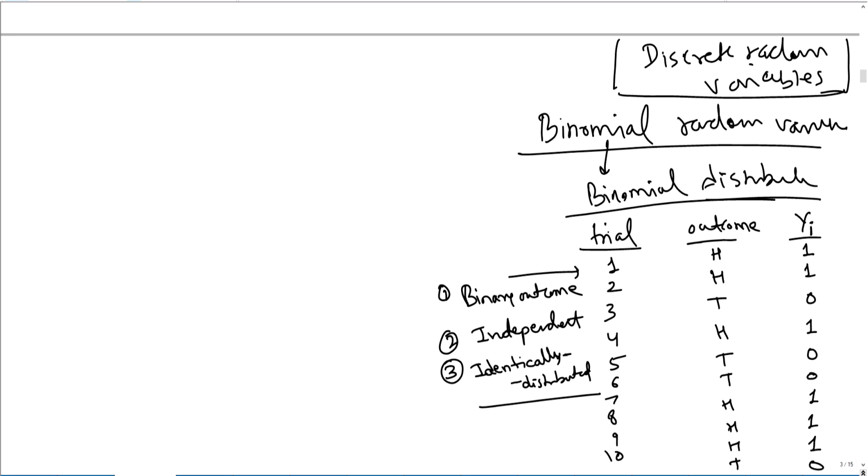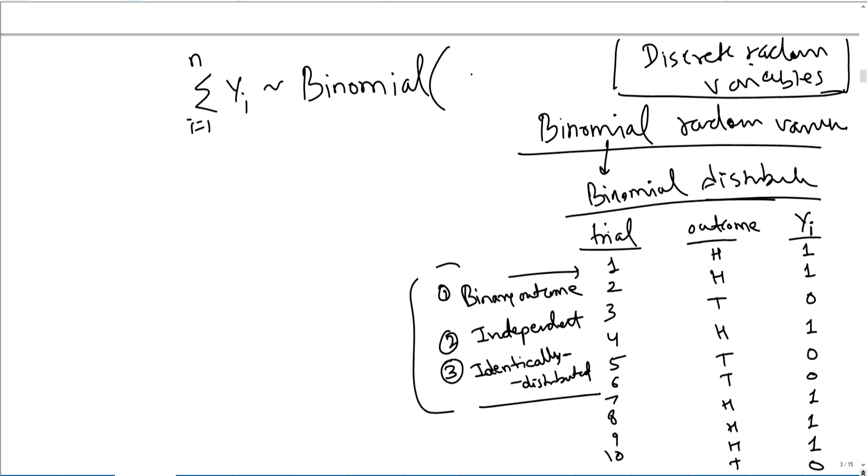So whenever a number of trials follow these three properties, that they have binary outcome, they are independent and identically distributed, then the summation of this random variable yi from i equals 1 to n, which is the number of coin tosses, follows a binomial distribution with underlying parameter theta. What is theta? Theta is the probability of obtaining heads in the ith trial.